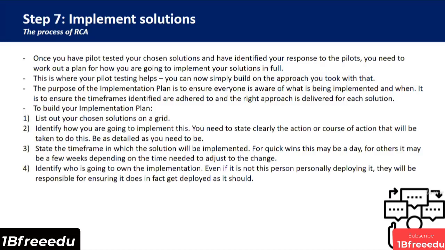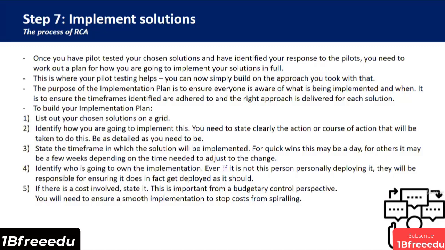Fourth, identify who is going to own the implementation. Even if it's not the person who's personally deploying it, they will be responsible for ensuring it does in fact get deployed as it should. So remember, we need owners for all of these different things: the process changes, the documents, the plans. Everything needs an owner. Everyone should be held responsible for what is in their particular remit.